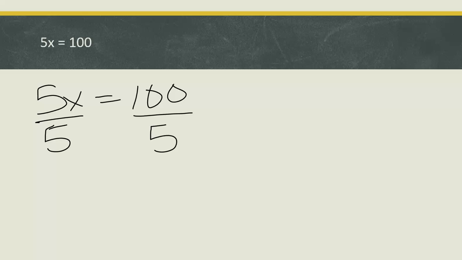Think about what happens on the left. 5 divided by 5. You can use your calculator, but when you divide a number by itself, it's 1. So you can write 1x or just plain x. So x equals 100 divided by 5. Using your calculator as a guide, 100 divided by 5 is 20.